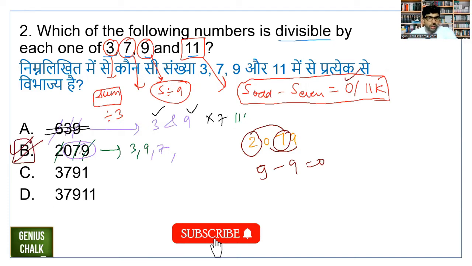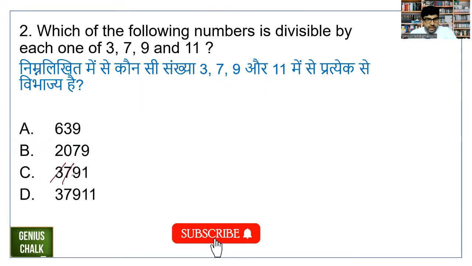There is no such option like 1 and 2, so there is no need to check further. So my answer is option B. And if you want to check, suppose, so you can check 3791, 7 plus 3 10, 10 plus 1 11 plus 9 20. This is not even divisible by 3, this 9, because this is 10, 19, 20. 20 is not divisible by neither 3 nor 9, so this is cancelled.